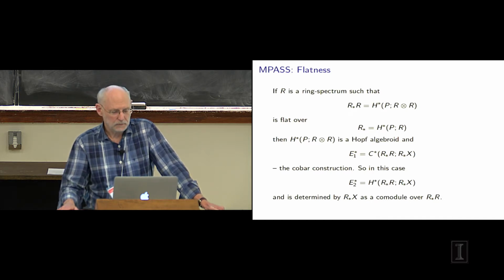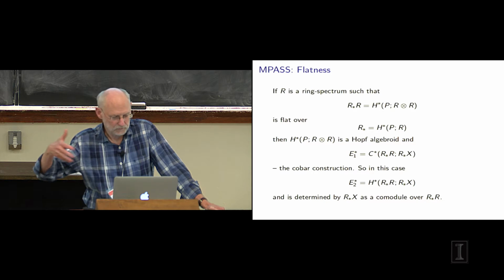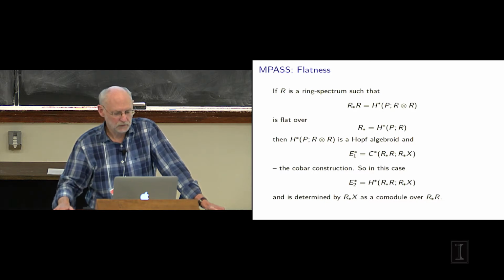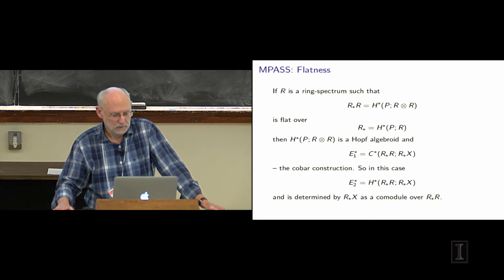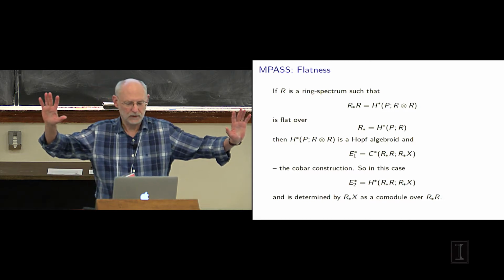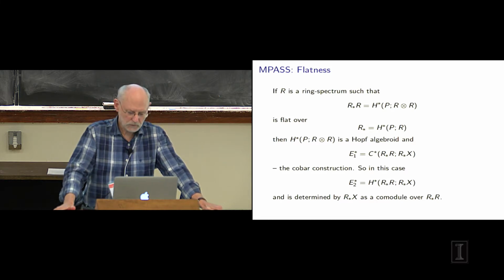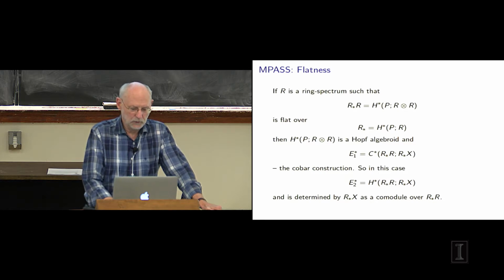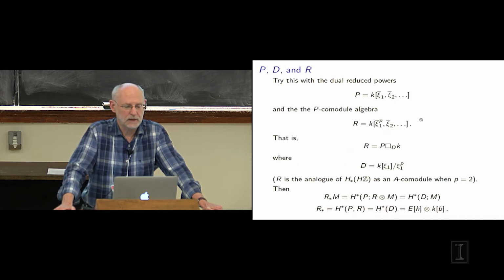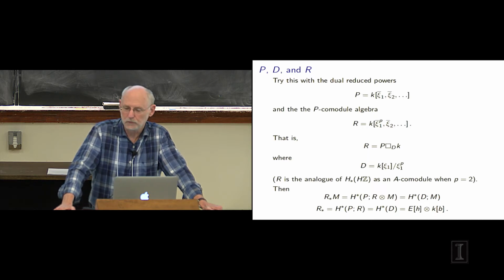Well, then that self-homology becomes a Hopf algebroid, and the E1 term in the atom's MPASS is the co-bar construction for this Hopf algebroid. And so we get an expression for E2, not as homological algebra with just the Hopf algebras I started with, like in the Cartan-Eilenberg spectral sequence, but with the self-homology as the Hopf algebra now. So we can hope that we're in a situation where the self-homology is flat over the coefficients. We'll try this in the case we're interested in, where the Hopf algebra is the dual reduced powers.